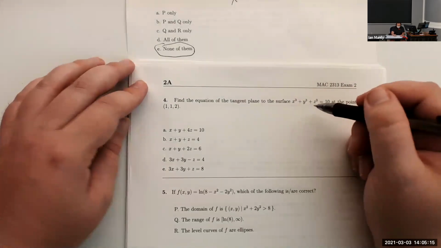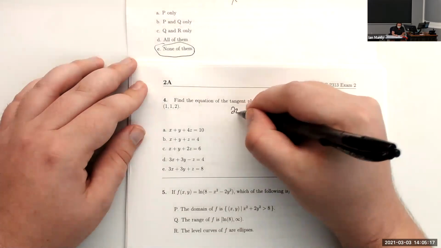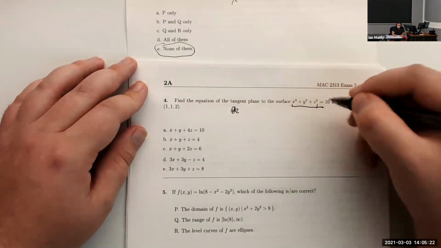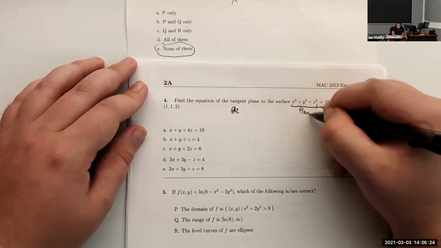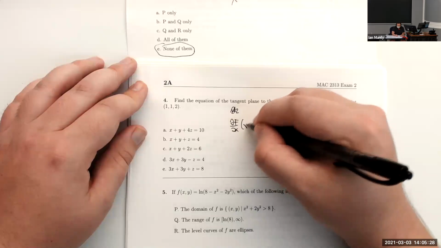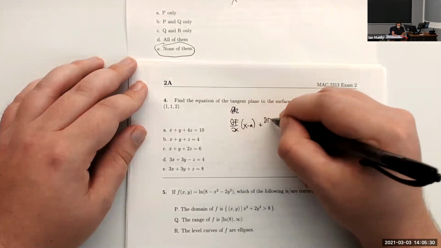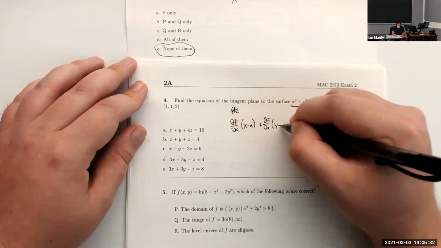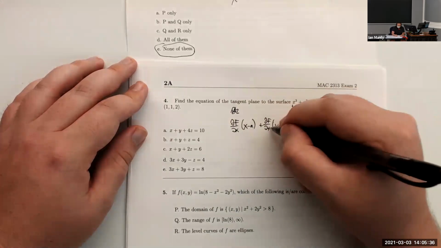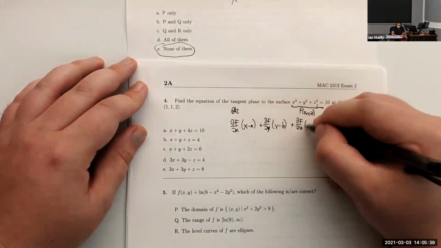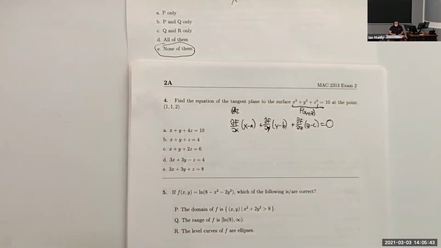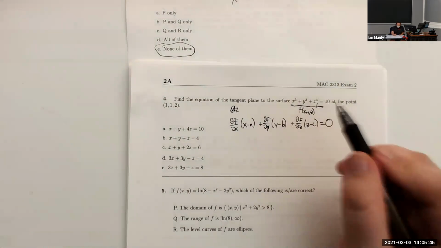All right, so anyways, let's find our tangent plane here. So the equation of our tangent plane, if this is f of x, y, z, is partial f partial x times x minus a, plus partial f partial y times y minus b, and then partial f partial z with z minus c, and all that's going to equal 0 right here.